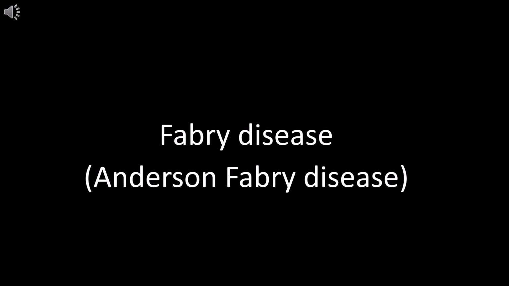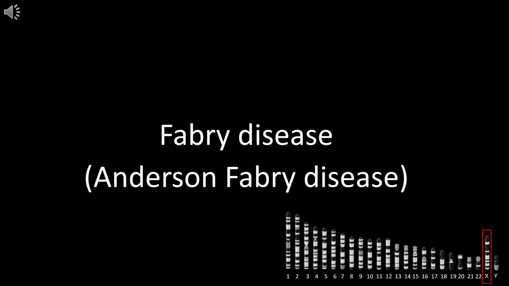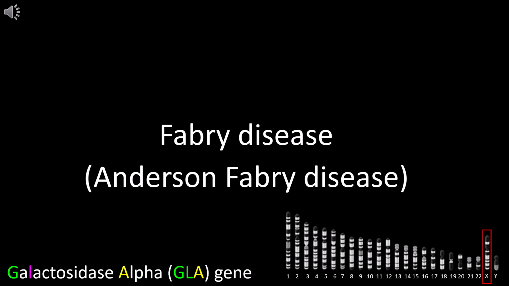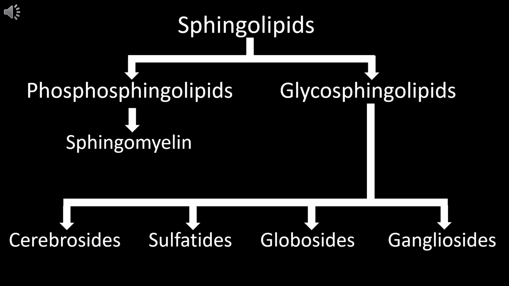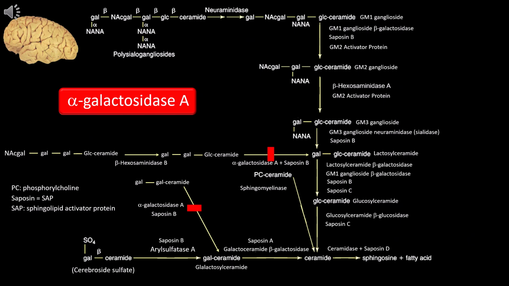First condition, Fabry disease, also called Anderson-Fabry disease. Fabry disease is an X-linked condition resulting from a mutation in the GLA gene. The defective enzyme in Fabry disease involves the globosides and the cerebrosides pathways. The deficient enzyme is alpha-galactosidase A. Thus, the conversion of GB3, or globotriaosylceramide, to lactosylceramide does not occur or is limited.